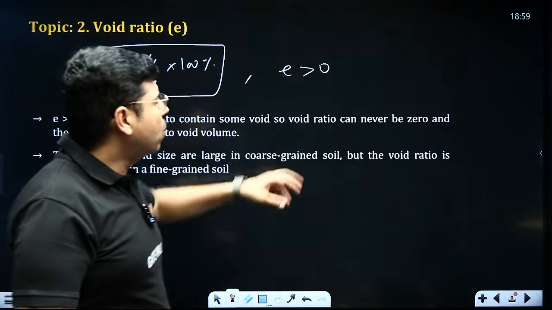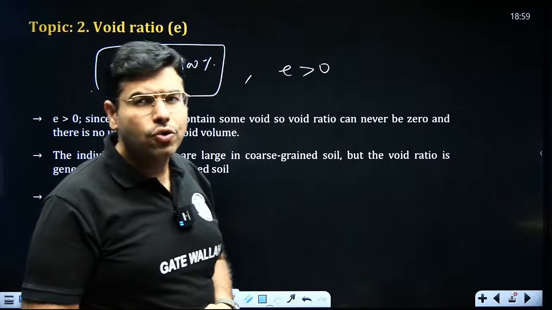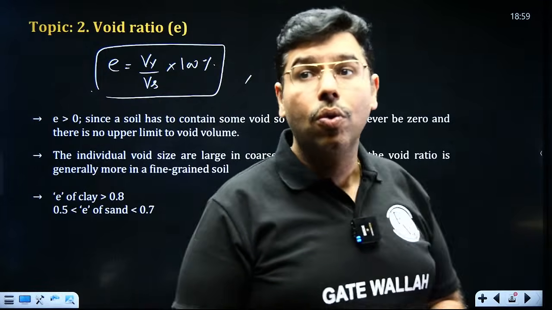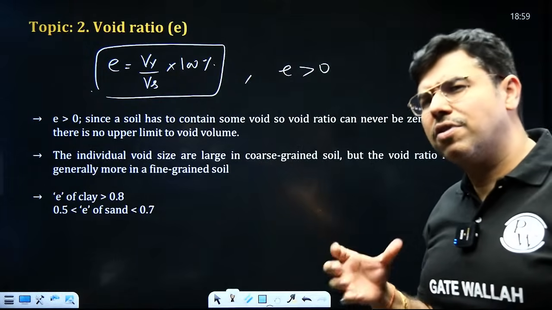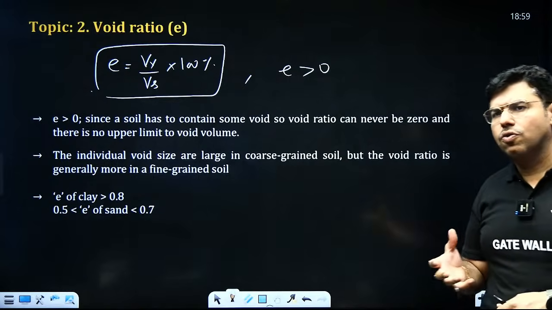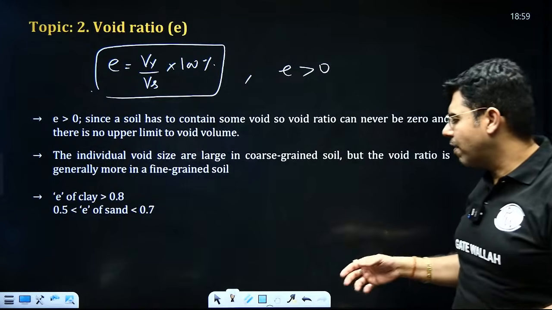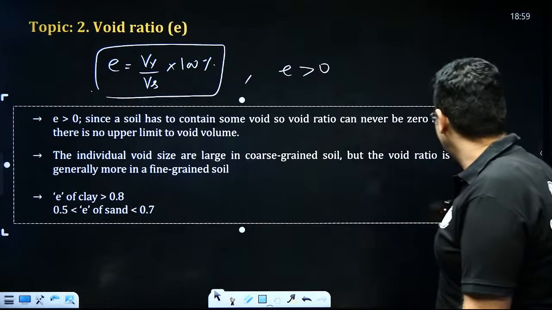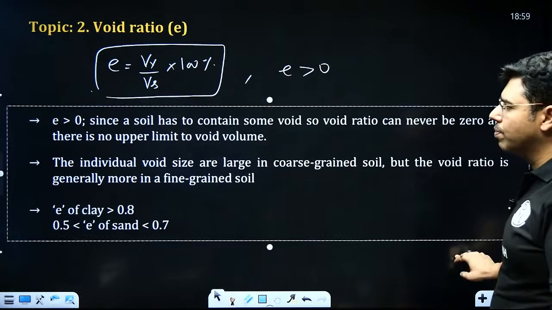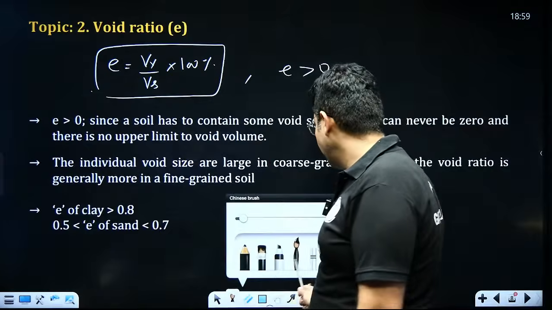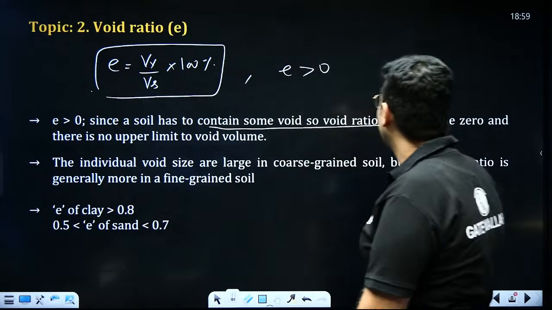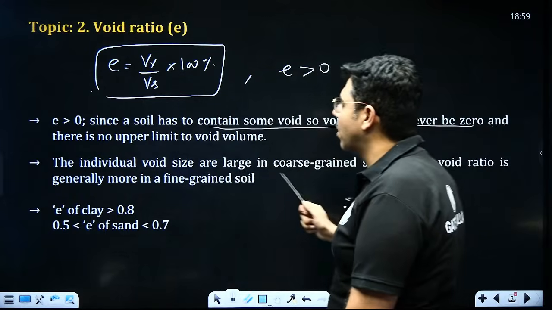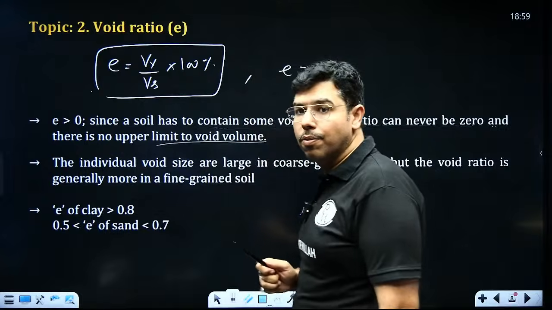Now, void ratio cannot be equal to 0. Void ratio will never be equal to 0. Every soil will have some amount of voids. So, void ratio will have some finite value. Since a soil has to contain some void, void ratio can never be 0, and there is no upper limit to void volume.